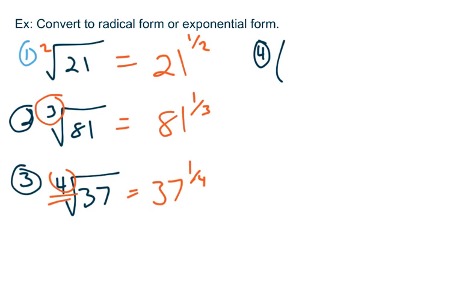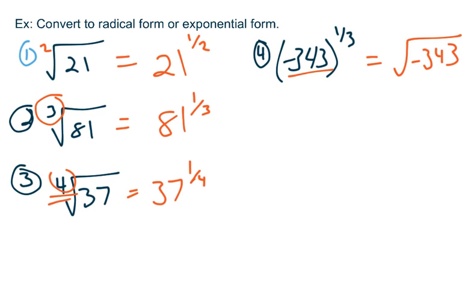Number 4, let's try another one. Let's go the other way. I'm going to give you something in exponential form. You need to put it into radical form. So negative 343 to the 1/3 power. Just remember, the base is what goes underneath the radical, negative 343. The number here becomes your index, 3, and since there's a 1 up top, we don't need to worry about that. The cube root of negative 343 is your answer there for number 4.